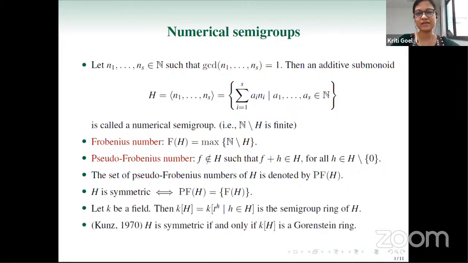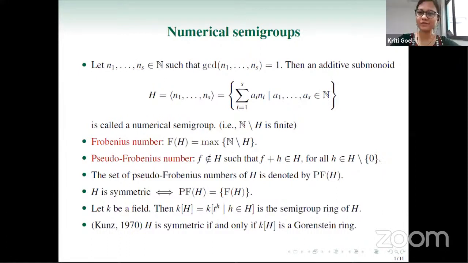The other object that we associate with numerical semigroups is the semigroup ring. This is the algebraic association of this so-called combinatorial object. So what is the semigroup ring? Let's say we have a field K. Then the semigroup ring, which we denote by K[H], is a subring of a polynomial ring, generated by the monomials of the form t to the power h, where h varies over the elements of the semigroup. Since we are associating an algebraic object with our semigroup, one would want to study properties of the semigroup in terms of the ring and vice versa. One beautiful connection was made by Kunz in 1970, in which he proved that a numerical semigroup is symmetric if and only if the corresponding semigroup ring is Gorenstein. And we have already seen that symmetry of the numerical semigroup means the cardinality of the set of pseudo-Frobenius numbers is exactly equal to 1.